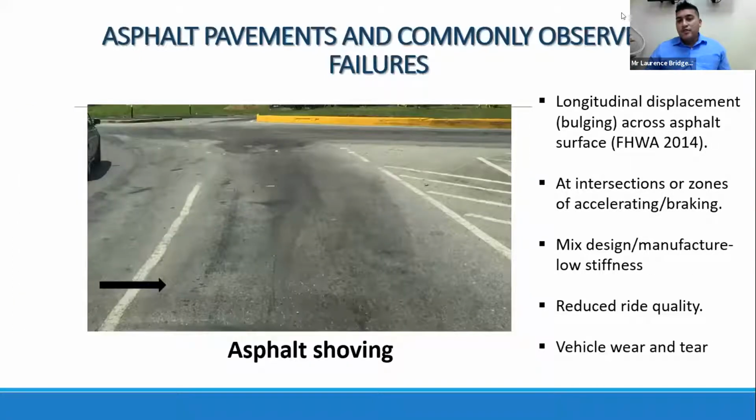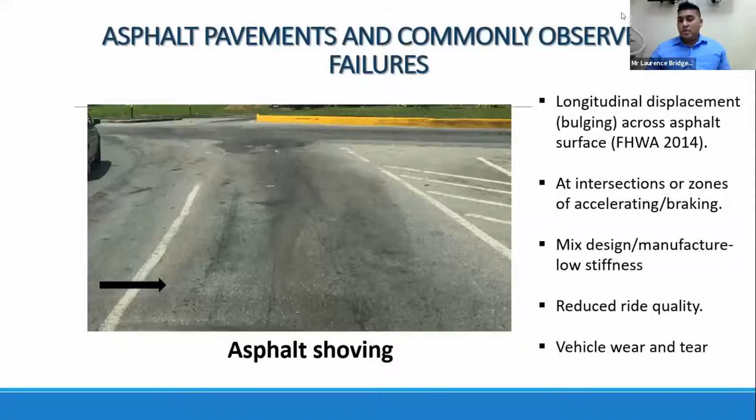Another commonly observed pavement distress, locally and regionally, is that of asphalt shoving. Essentially, this is described as longitudinal displacement across the asphalt surface in a direction perpendicular to the vehicle traffic. These are most evident at some of our heavily utilized intersections, roundabouts, and areas where there are high frequency of accelerating and braking. Essentially, one of the most significant contributors to this development is mix design and manufacture errors, resulting in asphalt mixes of low stiffness.